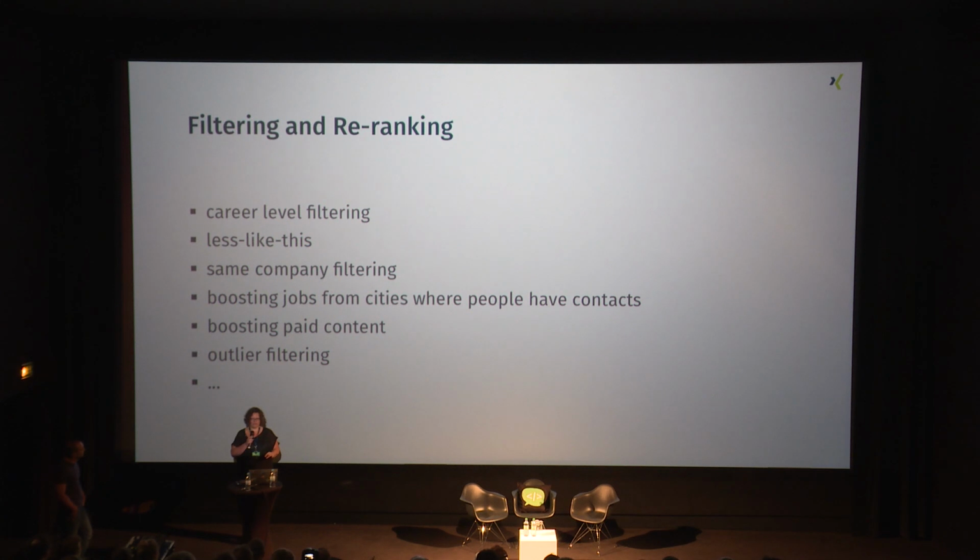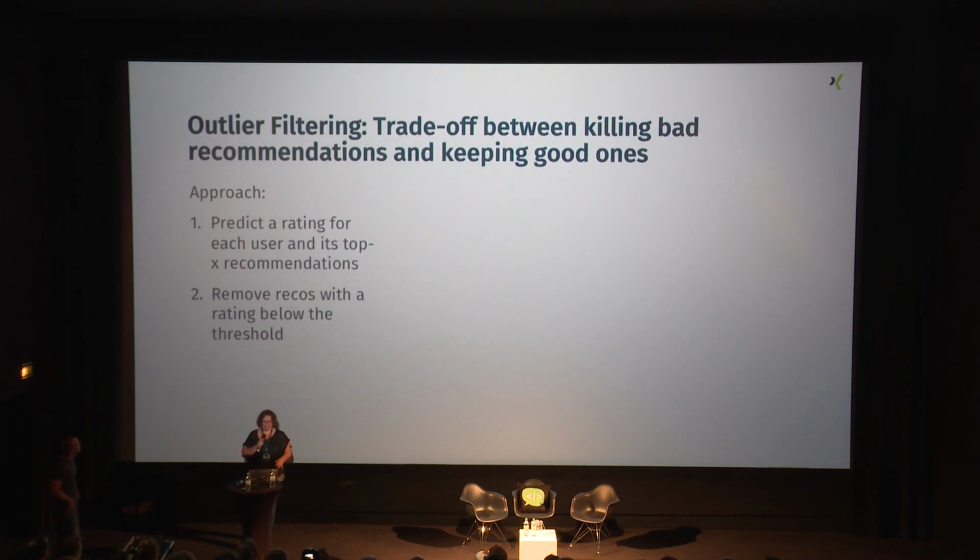And then we also have an outlier filtering, which is more or less the final step, where we really try to filter out the last recommendations that make our users freak out. For the outlier filtering, it's really a trade-off between killing the bad recommendations and keeping the good ones. So our approach here is: we take for each user the recommendations that are left over, like the top 50 recommendation candidates. Then we predict a rating for each user-item combination and say, okay, we only keep those recommendations where the rating is above a given threshold.